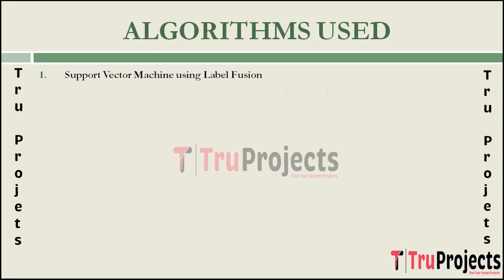Coming to support vector machine using label fusion and random forest, combining SVM with the random forest aims to leverage the strengths of both algorithms. SVM excels in finding complex decision boundaries, while random forest is an ensemble method that can handle diverse features and reduce overfitting. This combination leads to a more robust model for opinion spam detection.